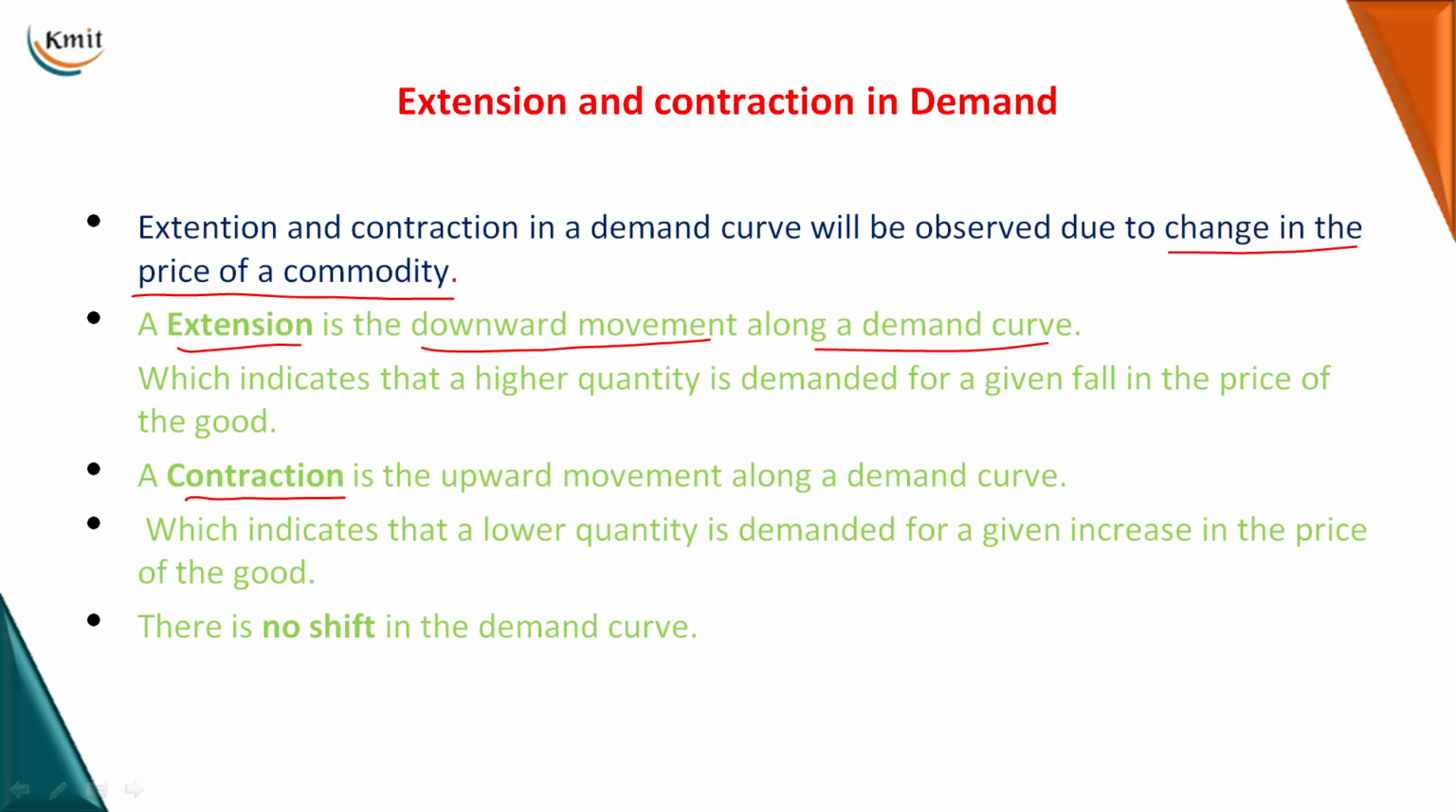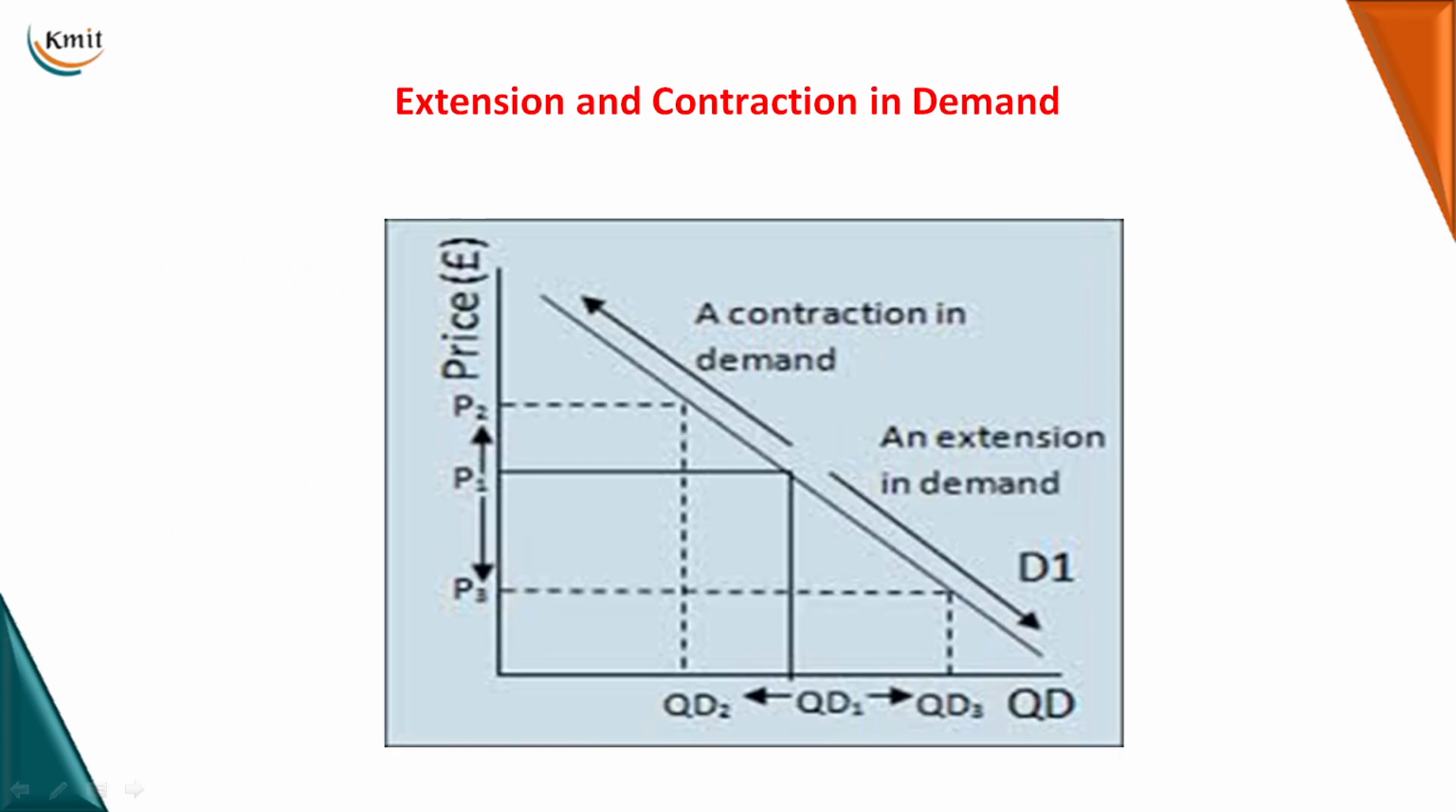A contraction is an upward movement along the demand curve, which indicates that a lower quantity is demanded for a given increase in the price of the good. There is no shift in the demand curve as we have observed in the previous cases. There will not be any shift in the demand curve. So this is a graphical representation which helps us to understand the concept pertaining to extension and contraction of the demand. Now price will be a varying factor and other things remaining constant is the condition applicable here.